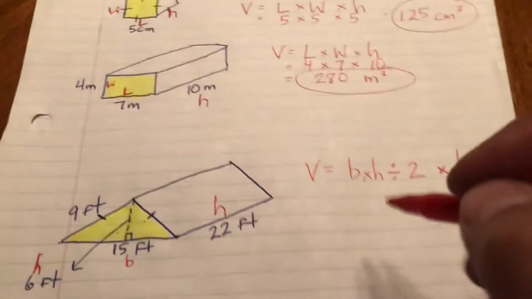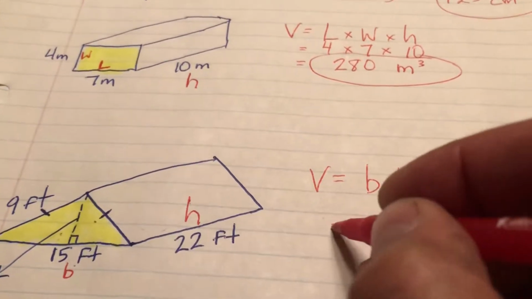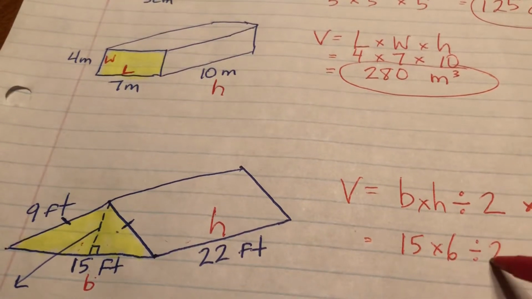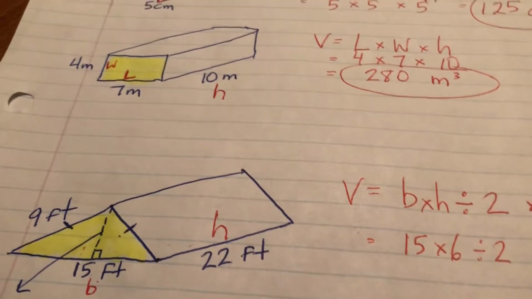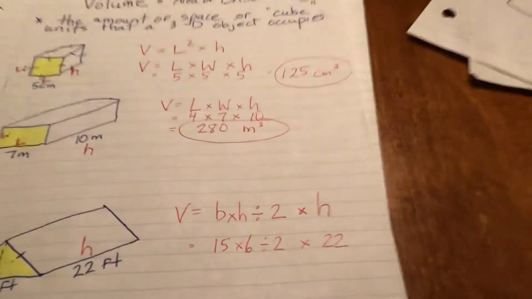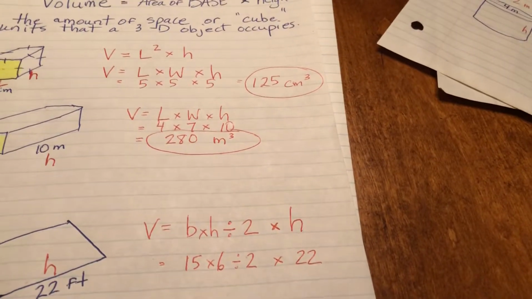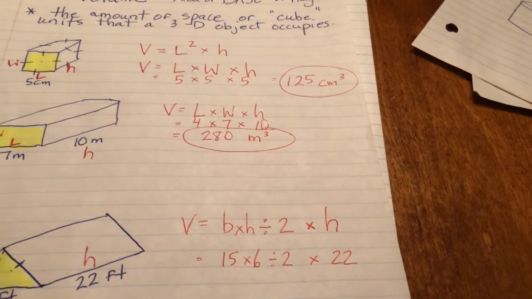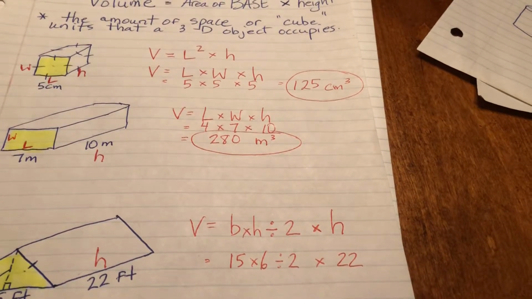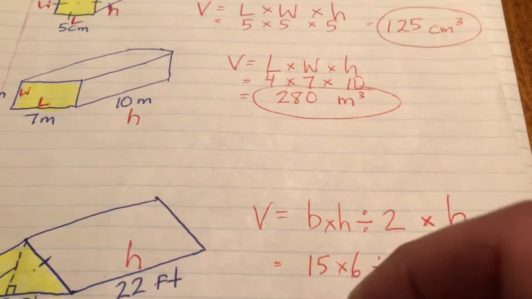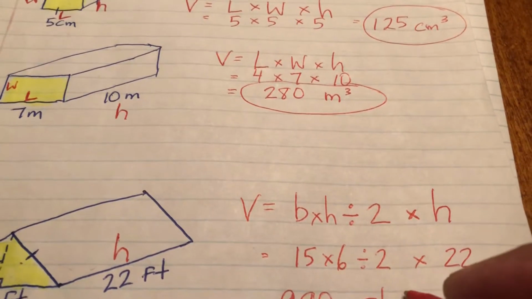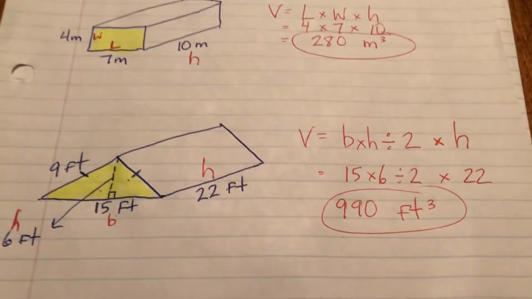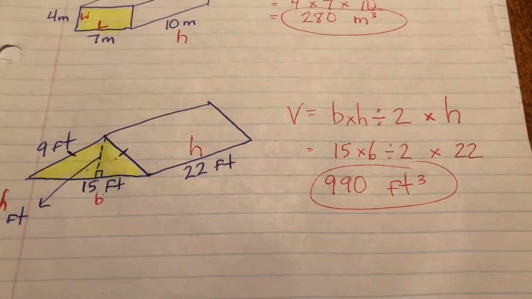Okay? So we substitute, and so base is 15 times 6 divided by 2, then we times it by this height, 22. And we're going to type all of that in, straightforward. 15 times 6 divided by 2 times 22. And it equals 990 feet cubed or cubic feet. That is the volume of that triangular prism.